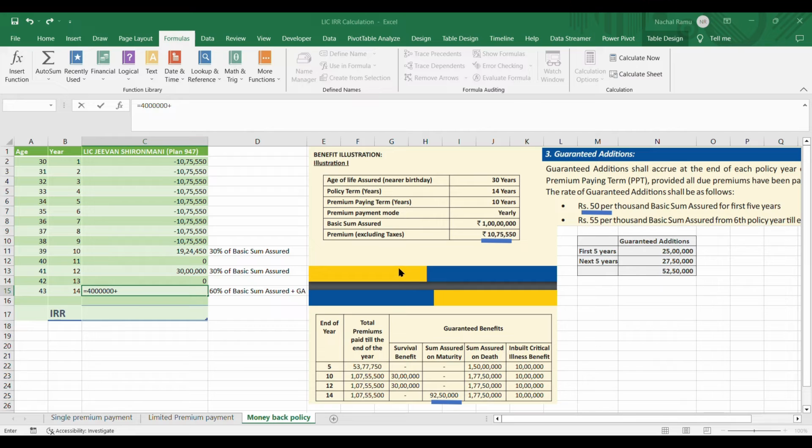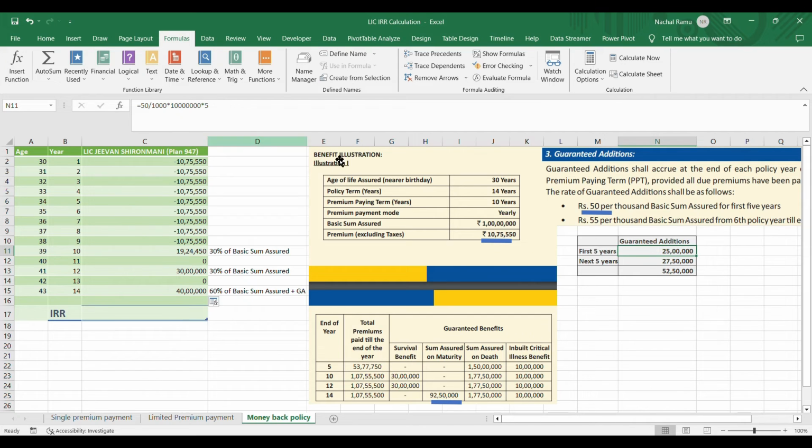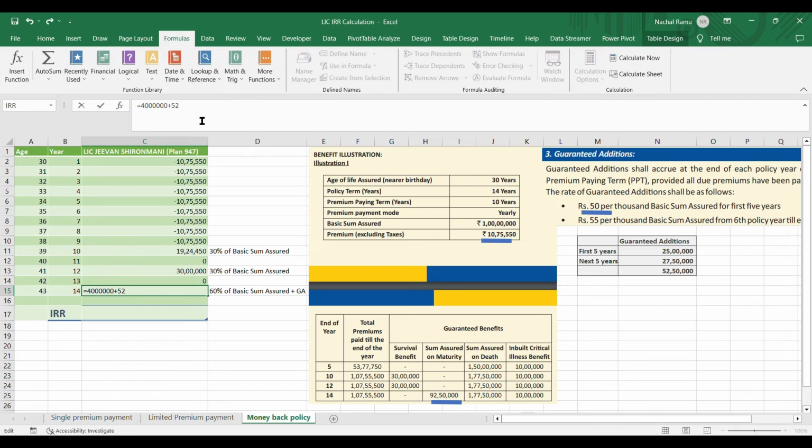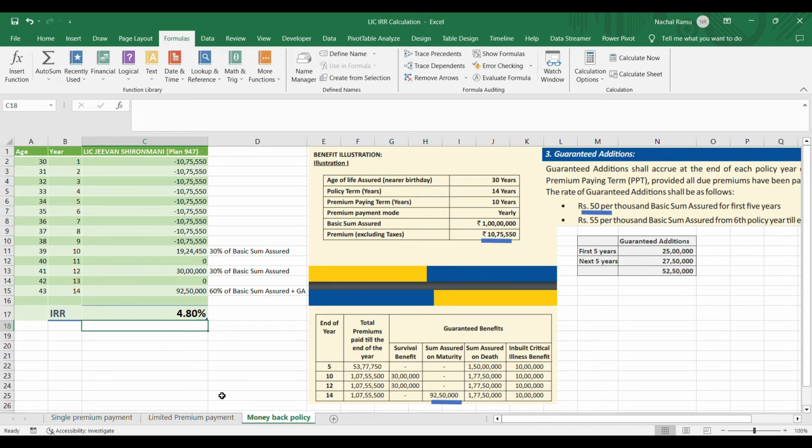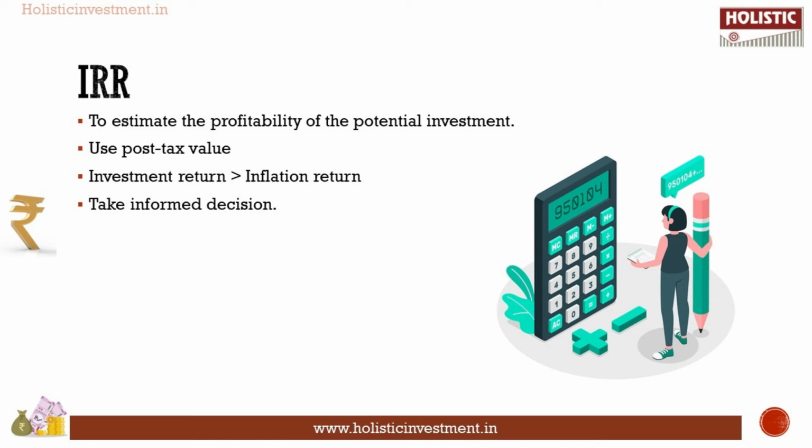For the first 5 years, rupees 50 per 1000 sum assured. So 50 divided by 1000 into 1 crore into 5 years. In the next 5 years, rupees 55 per 1000 sum assured. So is equal to 55 by 1000 into 1 crore into 5 years. So the total guaranteed addition is 52 lakhs 50,000. 40% of sum assured is 40 lakhs plus guaranteed addition 52.50. Now let us calculate IRR. Is equal to IRR, open bracket, select cash flow, close bracket and enter. The IRR is 4.80%.